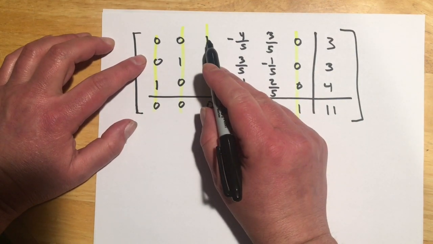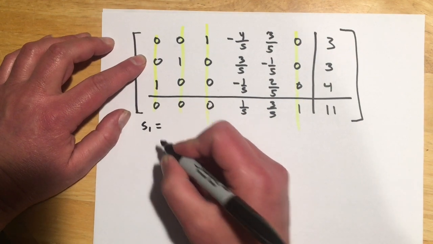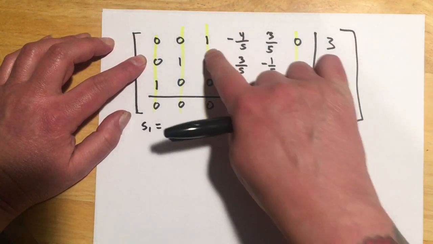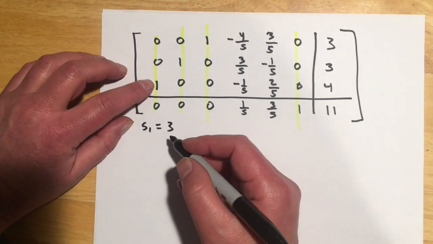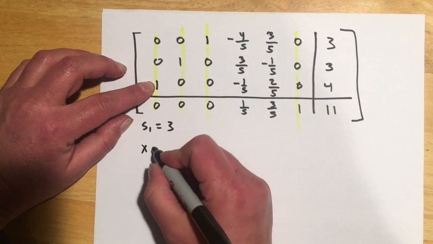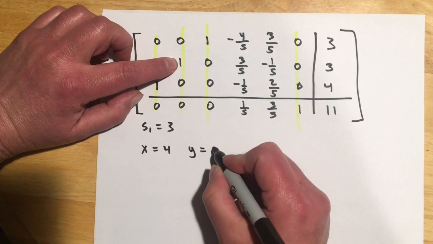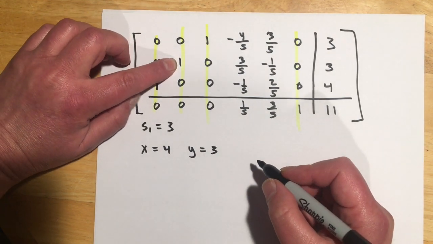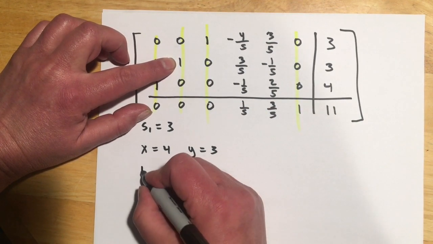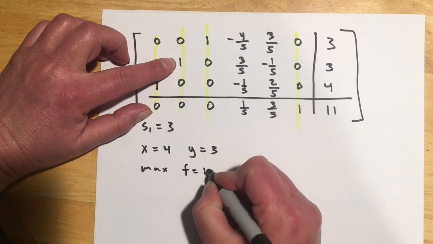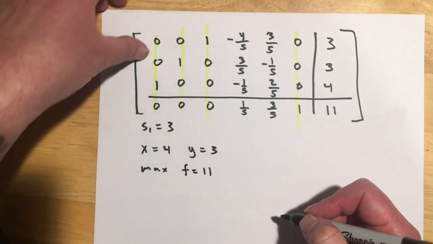And what that means is, right here, this would be S1. And it's not a part of the answer, like in terms of the homework, but it did mean we did need that slack variable. So I'll just kind of note S1 is 3. But in terms of our answers, here's X, it's 4. And then Y is right there, it's 3. And then F has a maximum of 11. And that happens at 4, 3. So that was the second example.